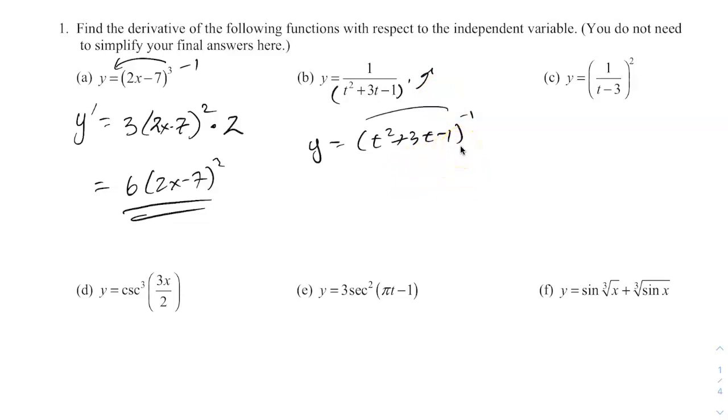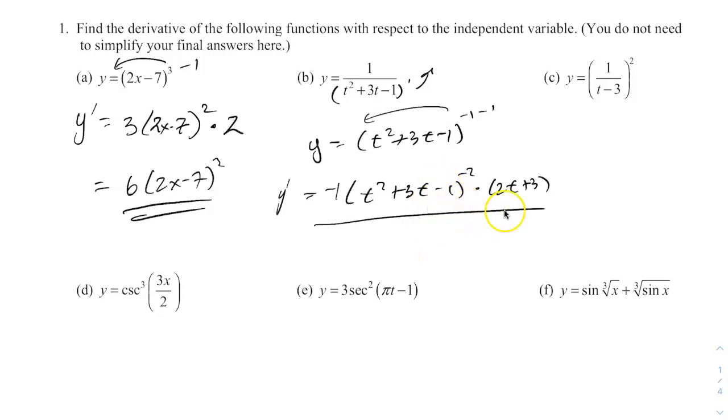So now we're just going to bring that down, subtract 1 off. So I get y prime equals -1 (t squared plus 3t minus 1) to the -2 times by the derivative of the inside, which in this case would be 2t plus 3. And again, if it was multiple choice, I have to flip this down, put that on top. But I'm going to treat it like a free response question, so I'm going to leave it like that, and my answer is done.